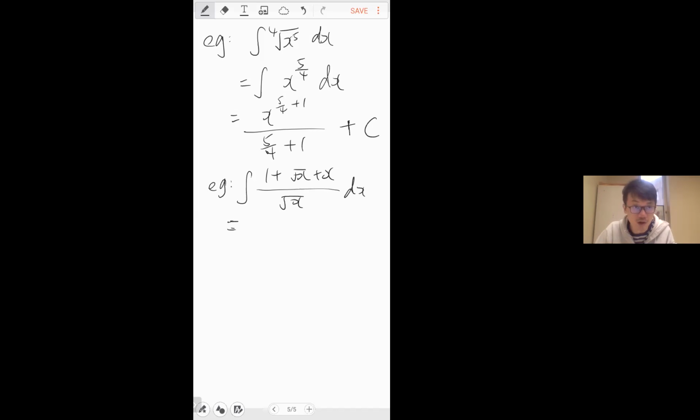So how do I compute the integral of 1 plus root x plus x divided by root x? So first, you can split them into 3 terms. And then simplify, and then find the antiderivative separately. So what is 1 over root x? So how do I rewrite that?